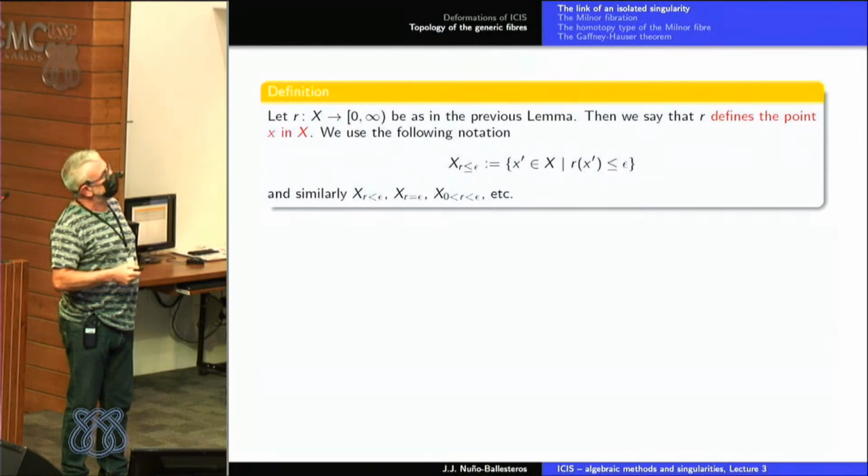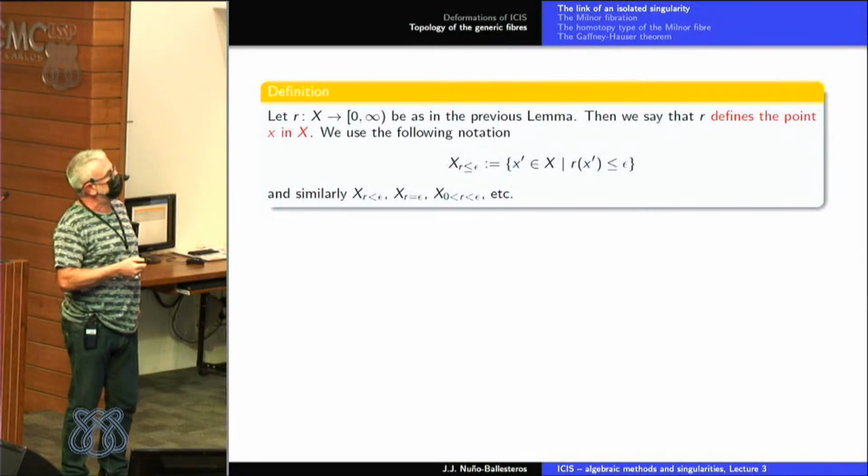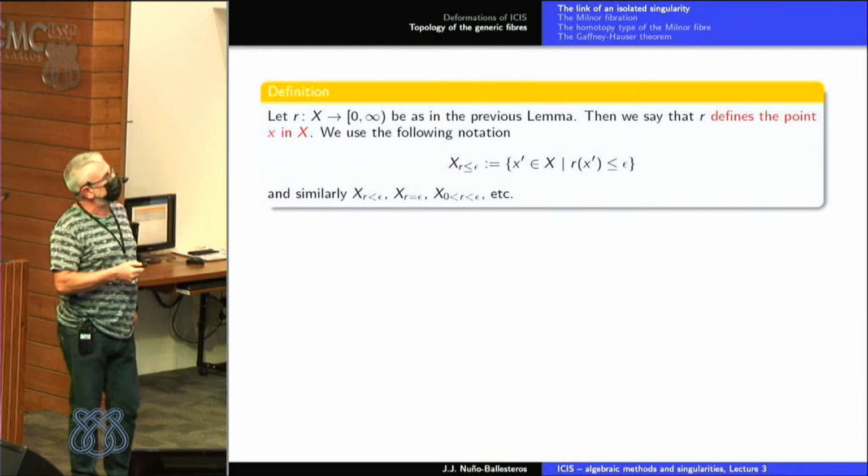Then, by definition, if you have a function R as in the previous lemma, we say that R defines the point X in X. And it is usual to have the following notation. X sub R less than or equal to epsilon is the set of points of X where the function is less than or equal to epsilon, and similarly for these other notations.